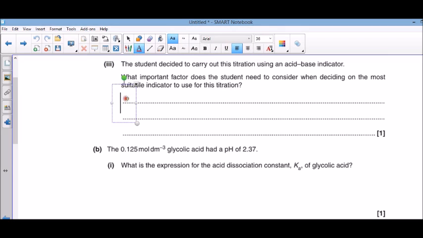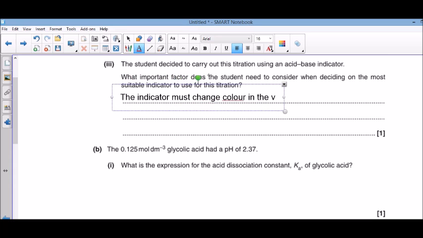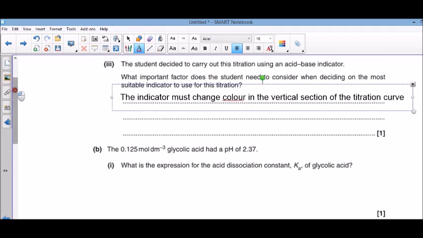Moving on to part 3. So we've got a question about indicators. So this is very straightforward for us because we need to say that the indicator must change colour in the vertical section of the titration curve. Okay, so that is what determines which indicator we use.